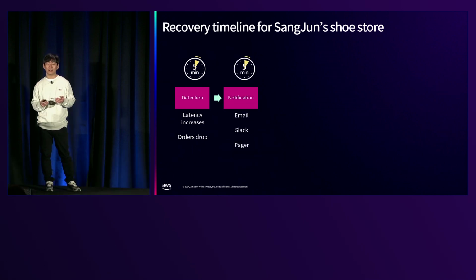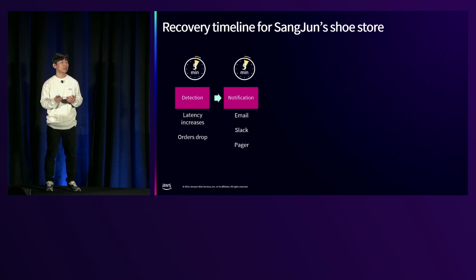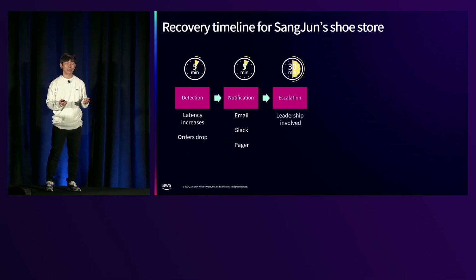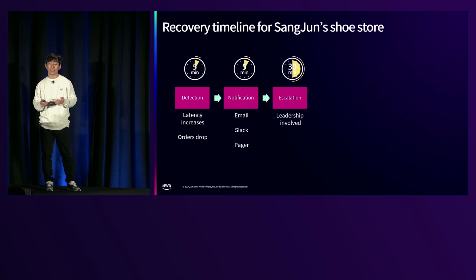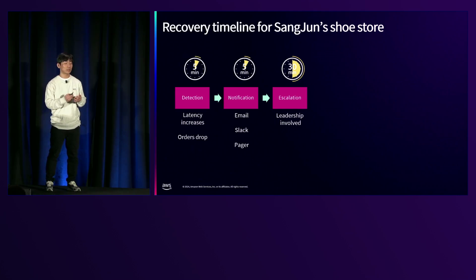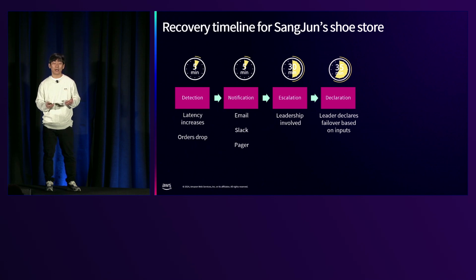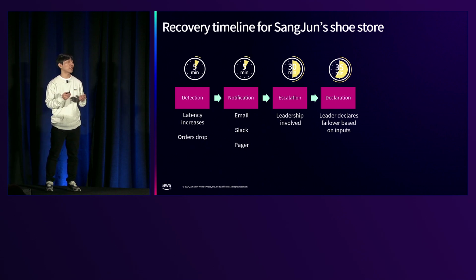Notification systems immediately send alerts via email, Slack, and pagers. For the next 25 minutes, first responders attempt to resolve the issue. However, in this case, they were unable to quickly fix the problem. At 30 minutes, leadership is engaged for escalation, bringing in additional resources and decision-making power. 5 minutes later, at 35 minutes, based on inputs and predefined runbook criteria, a leader declares initiating the failover process.